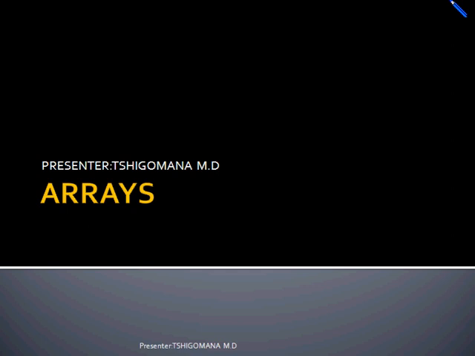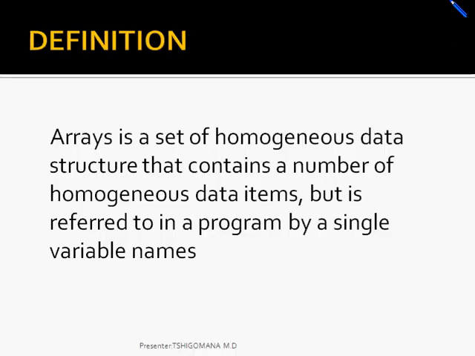Right, our topic this time is arrays in Visual Basic. Now, what is an array? An array is a set of homogeneous data structure that contains a number of homogeneous data items but is referred to in a program by a single variable name.